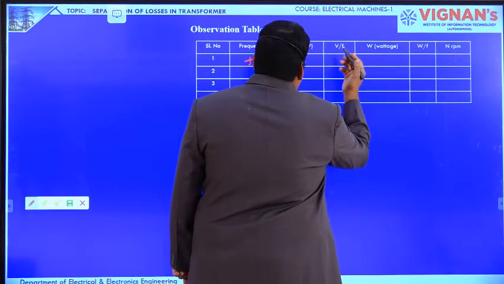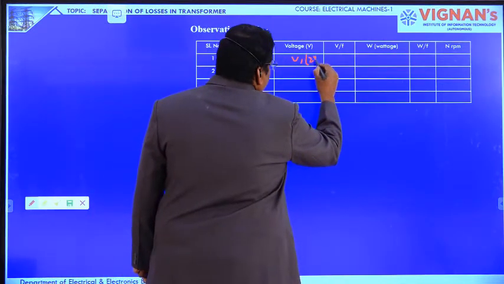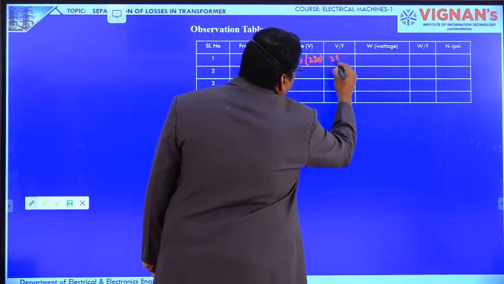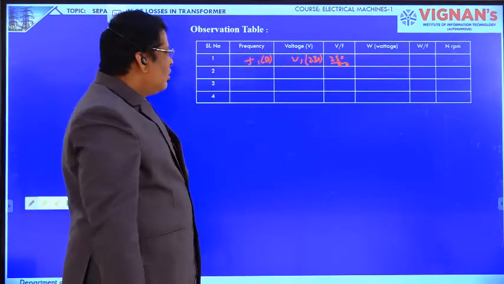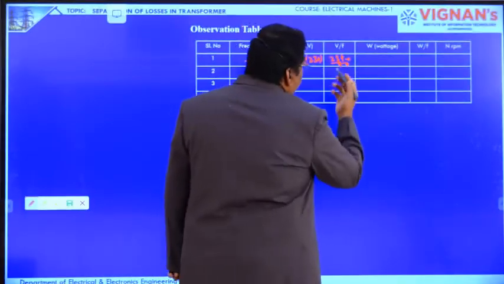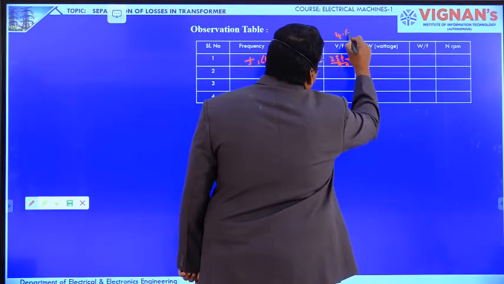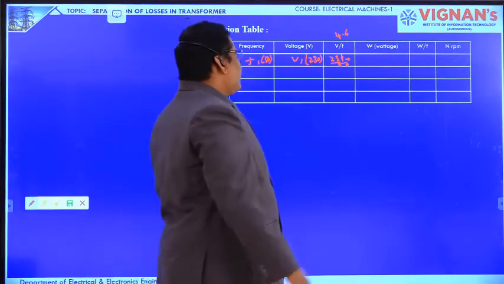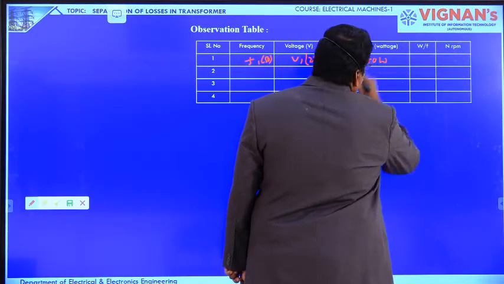Suppose, let me take an example of V1 as 230 volts. The frequency is 50 hertz. We get the ratio 230 by 50. Now here we are getting some constant value. How much are we getting? 23 by 5 means 4 point, nearly 4.6. That constant value becomes 4.6. Now the wattmeter reading: in the first case, you are getting 80 watts.